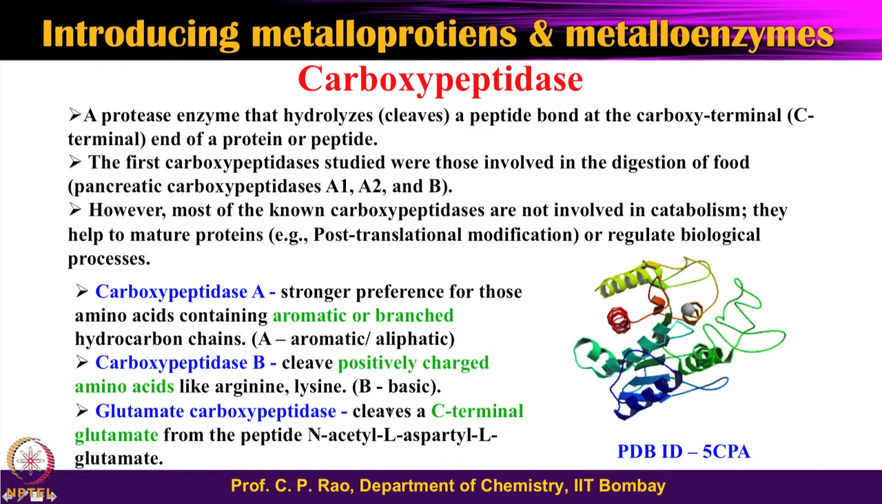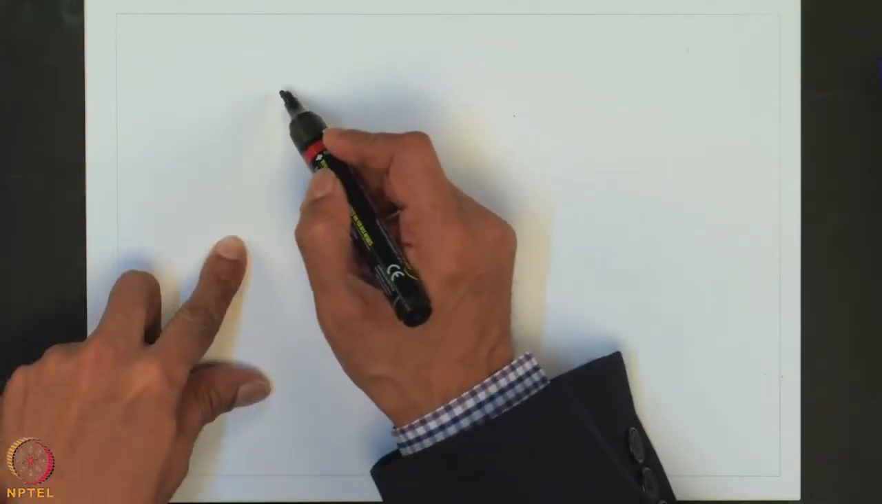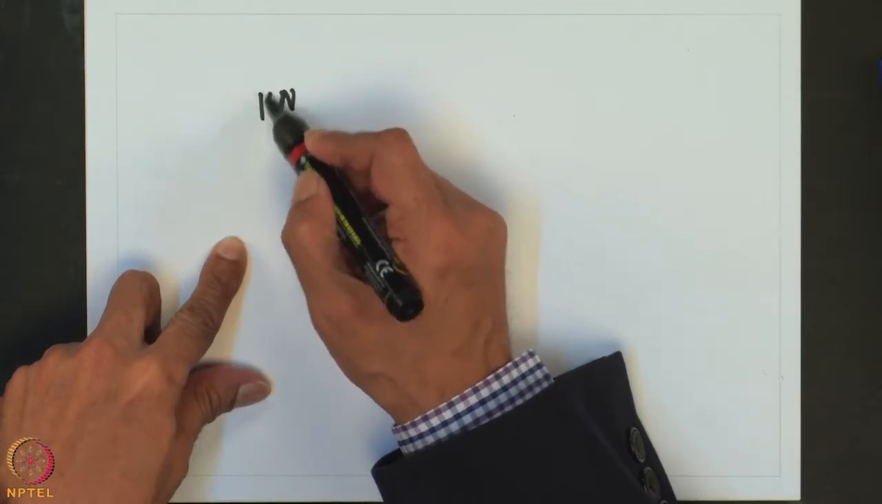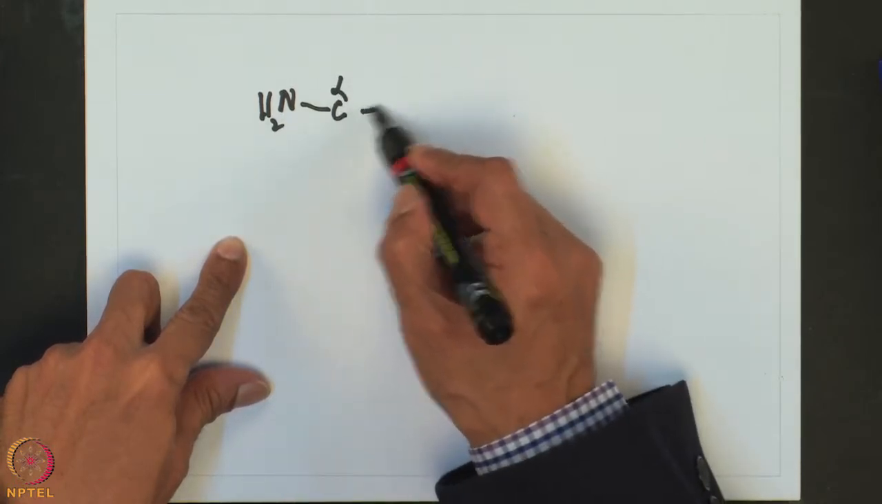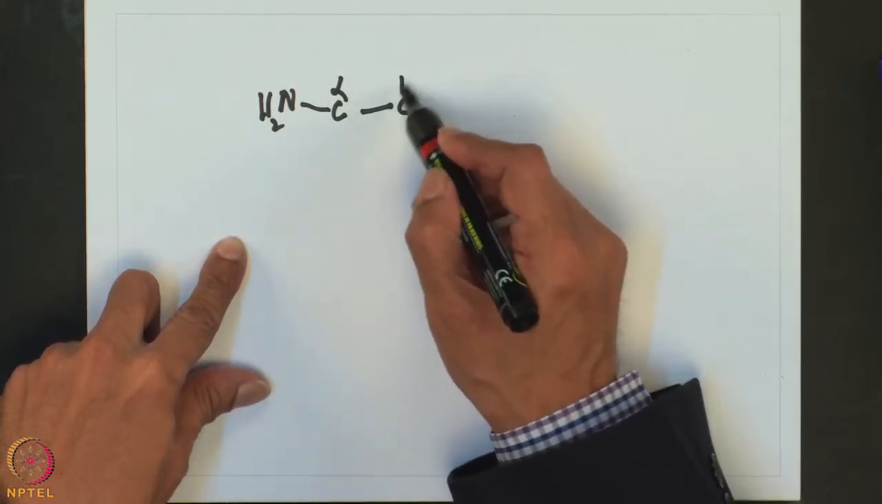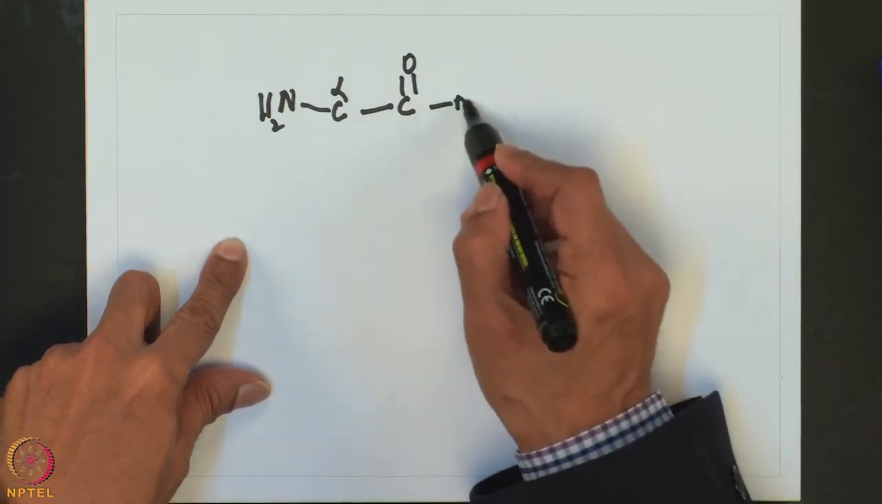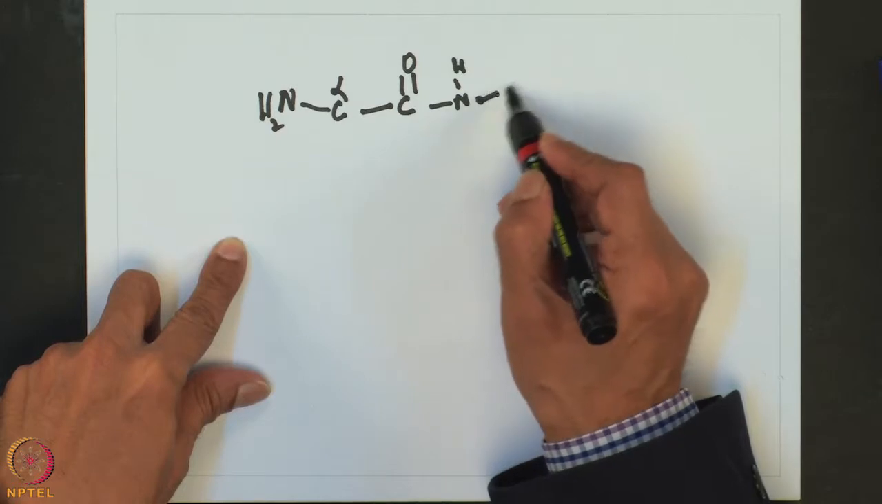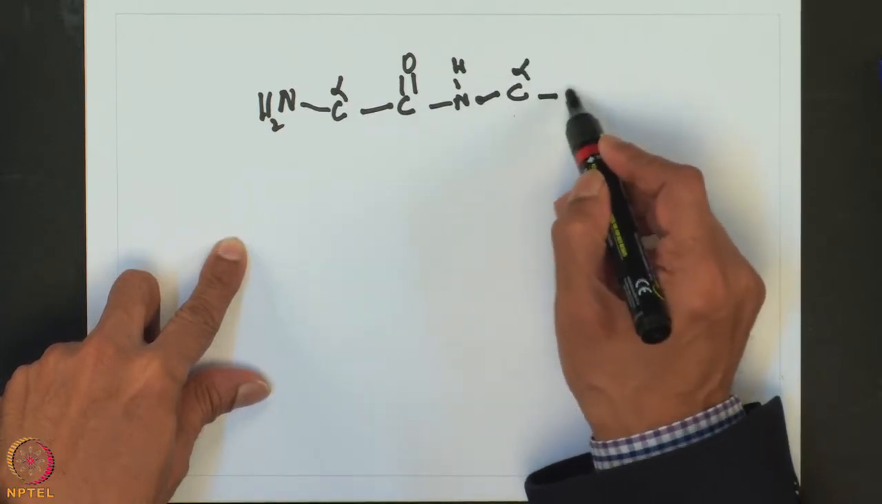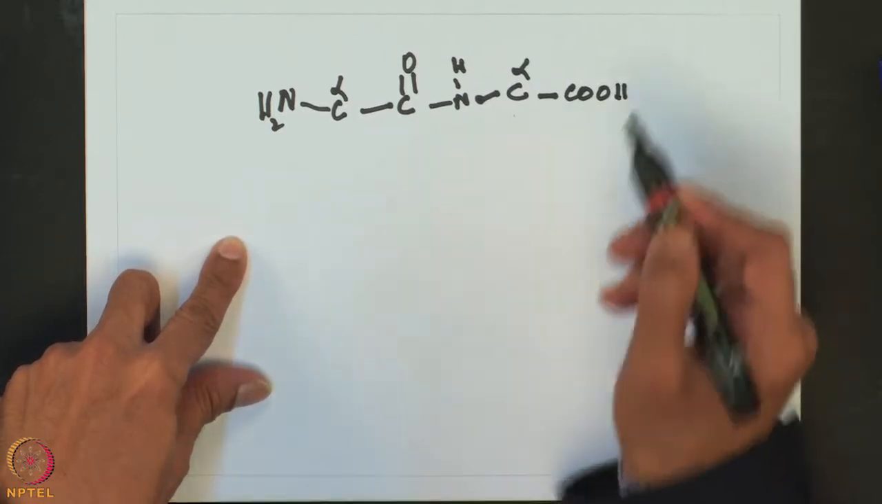Let me explain in a more understandable way. You know that you have a carboxylic terminal and an amine terminal, then you have a C alpha, and then you have CO, and then you have NH, then you have C alpha, and then you have COOH. Okay.